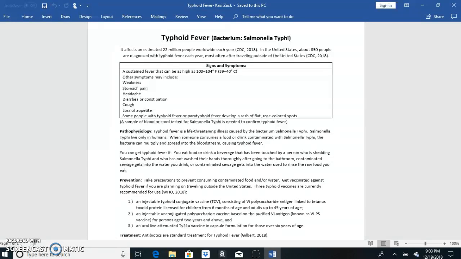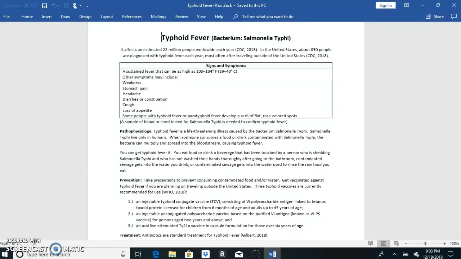So we'll get started. Typhoid fever is caused by the bacterium Salmonella typhi, and a couple of statistics here are pulled from the CDC website. Typhoid fever affects an estimated 22 million people worldwide each year. In the United States, about 350 people are diagnosed with typhoid fever each year, most often after traveling outside of the United States.